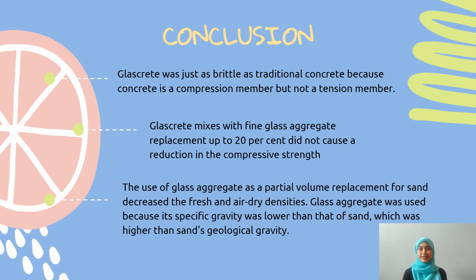In conclusion, glasscrete performed just as well as traditional concrete, because concrete is a compression member but not a tension member. Next, glasscrete with fine glass aggregate replacement up to 20% did not cause a reduction in the compressive strength. Furthermore, the use of glass aggregate as a volume replacement for sand decreased the fresh and air dry density. Glass aggregate was used because its specific gravity was lower than sand's.